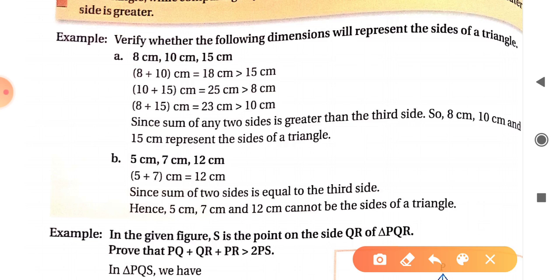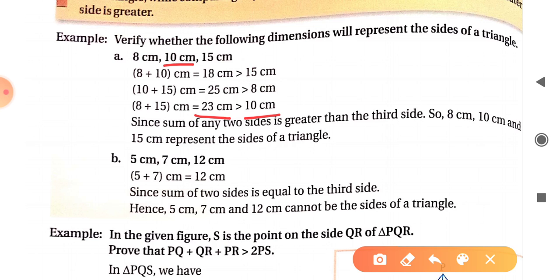So this is always true. 18 is greater than 15. This is right. And similarly, 25 is greater than 8. This is also right. Next we will add 8 and 15. 8 plus 15 is 23, and 23 is greater than 10. So this is also true. So we can say that these are the sides of a triangle because the triangle inequality property is satisfied.